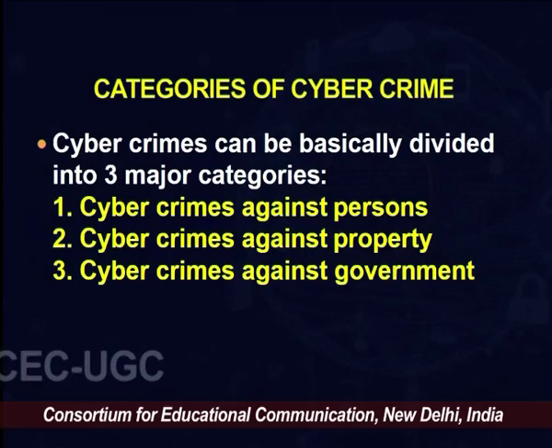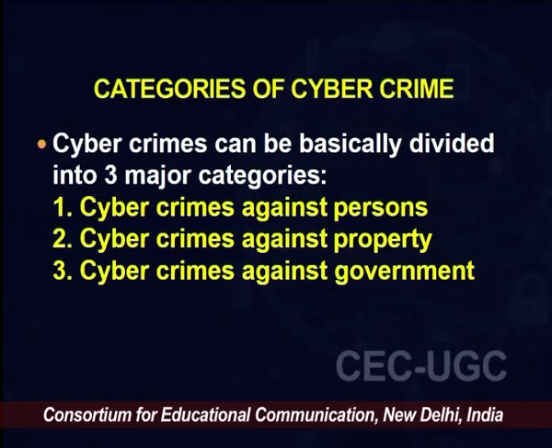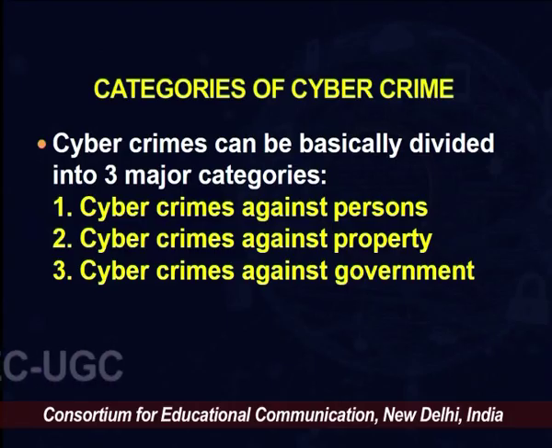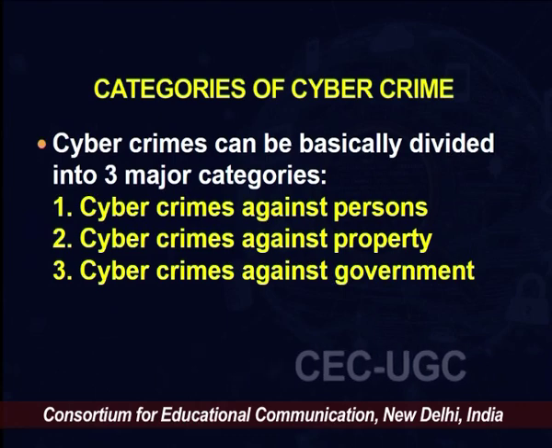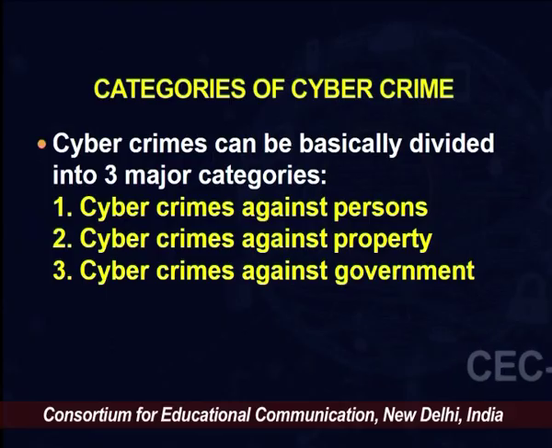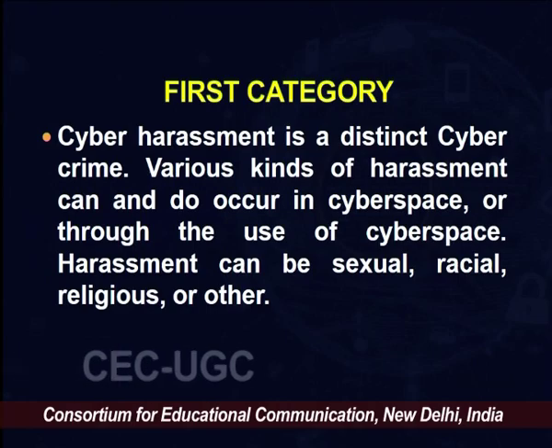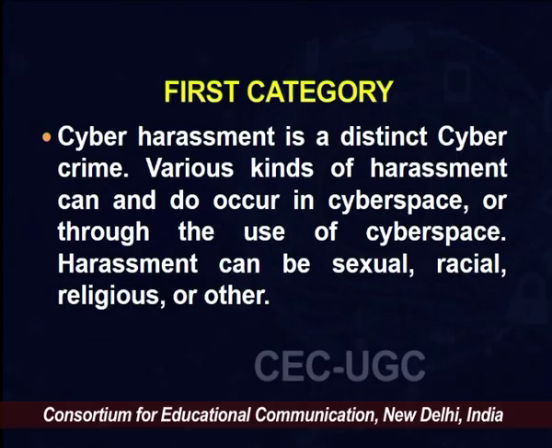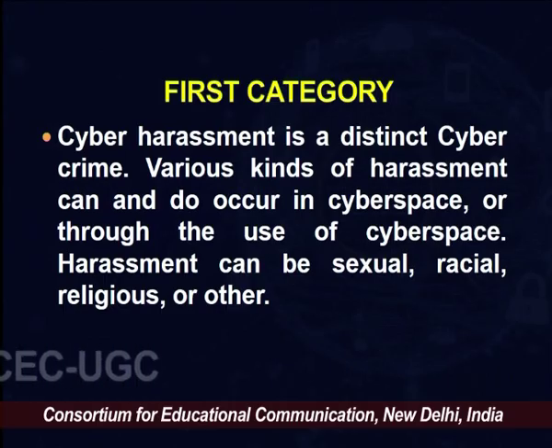Now, the categories of cybercrime. When we say cybercrime, it can basically be divided into three major categories, based on against whom the crime is being committed. It can be committed against a single person, against property, and against the government. The first category is cyber harassment, a distinct cybercrime. Various kinds of harassment can occur in cyberspace or through the use of cyberspace. That can be sexual, racial, religious or other. That we see so often.